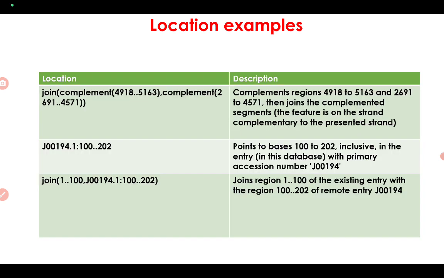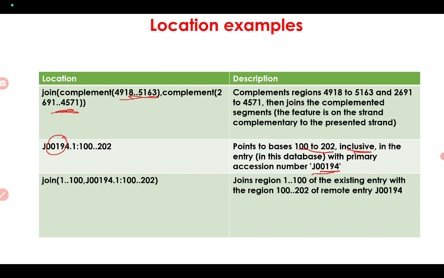Another one is known as join, complementary. Two different fragments or ranges of fragments are there; we have to take the complement and then join them together. Along with that, there is a term J, which points to the bases 100 to 202 inclusive in the entry in the database with its primary accession number. So this whole sequence is given in the form of an accession number.